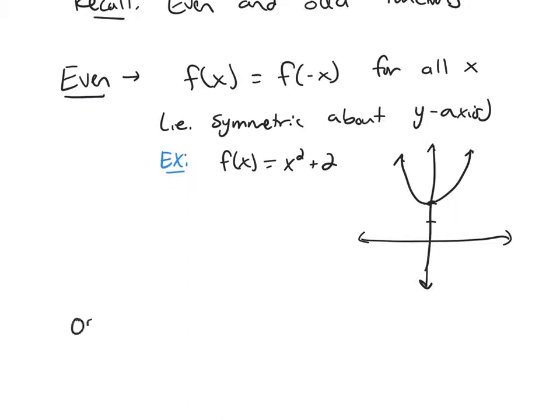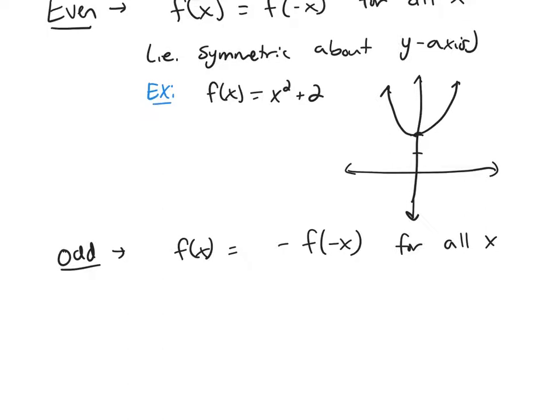So what does odd mean? An odd function is one where f of x equals negative f of negative x for all x. And this is sometimes called symmetric about the origin.